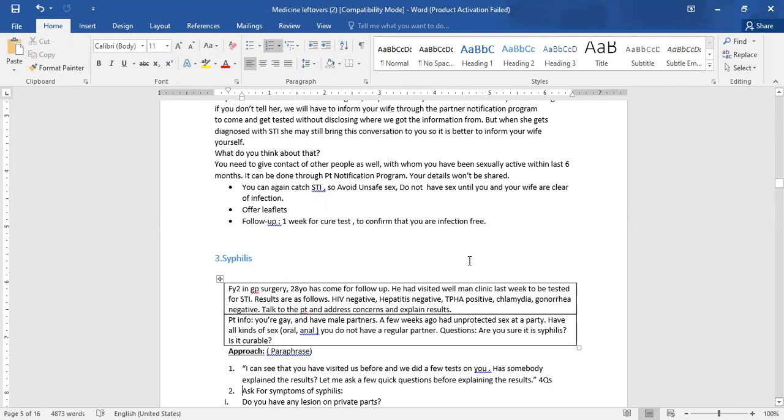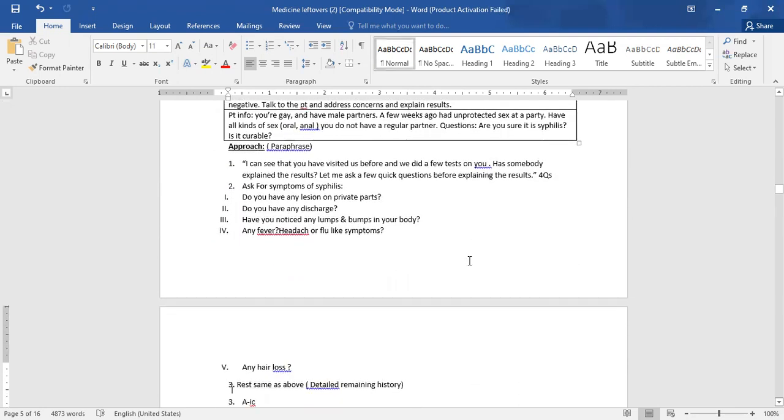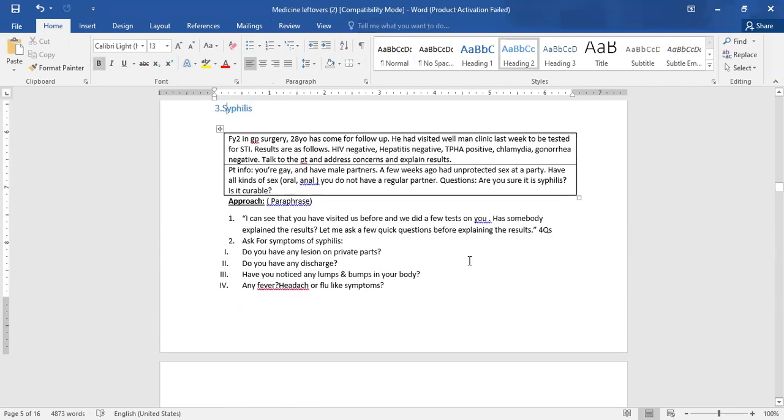Okay. Then comes the next scenario. It's the syphilis people. The same approach, everything the same. Now let me read the scenario for you. You are referred to the GP surgery. A 28-year-old has come for the follow-up. He had visited Wellman Clinic last week to be tested for STI. Results are as follows: HIV negative, hepatitis negative, TPHA positive, chlamydia, gonorrhea negative. Talk to the patient, address the concerns, explain the results.